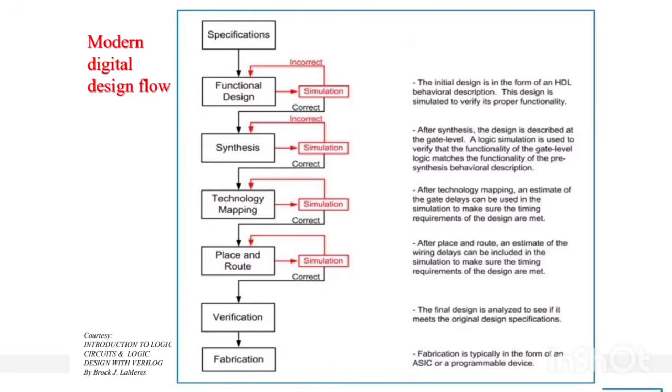Otherwise, if it is correct, we move on to the place and route step, and here also simulation is done. Once the simulation is correct, we move on to the next step, which is verification, where we analyze the final design to see whether it meets the original design specifications. And the seventh and final step is fabrication. In this step, the design is implemented in the required platform, maybe an ASIC or a programmable platform.